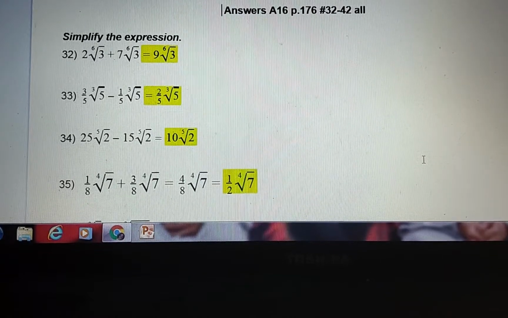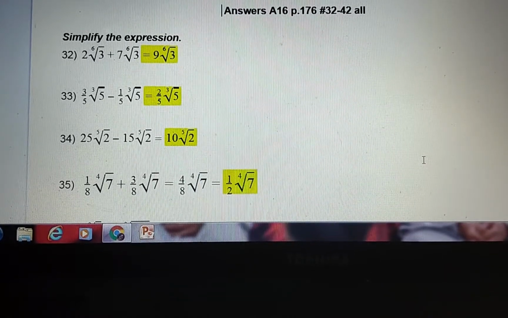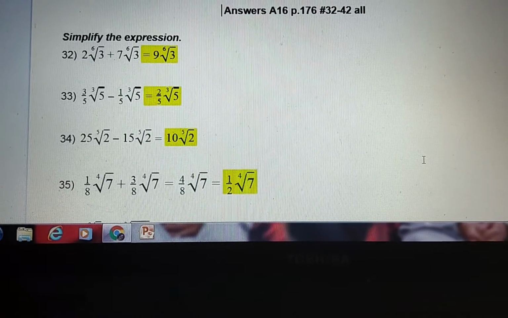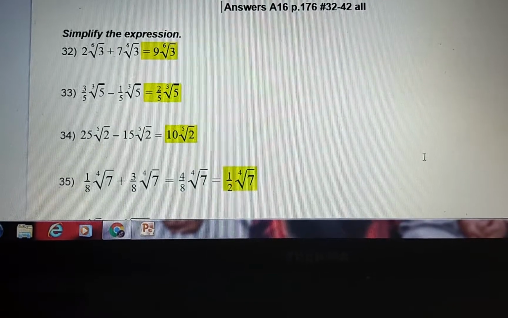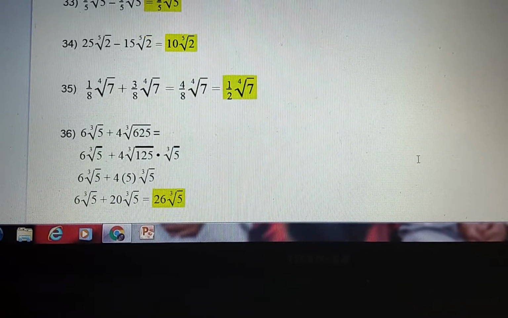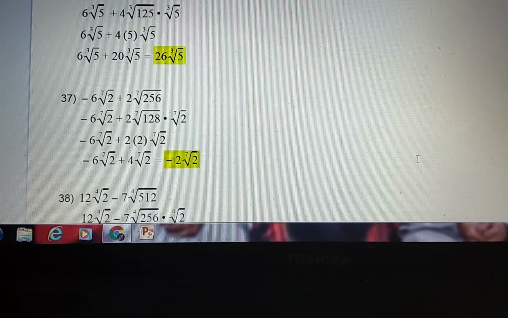Okay, this is my explanation of the work for assignment 16. You all seem like you got 32 through 35, so I'm not going to explain those. Those are pretty straightforward. So we're going to start at number 36.